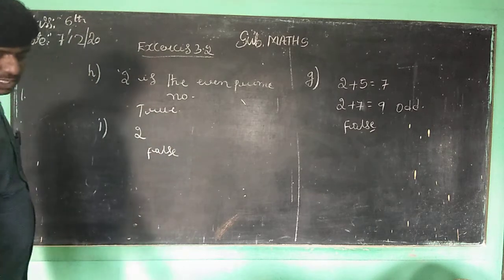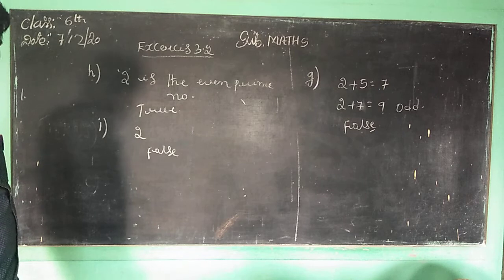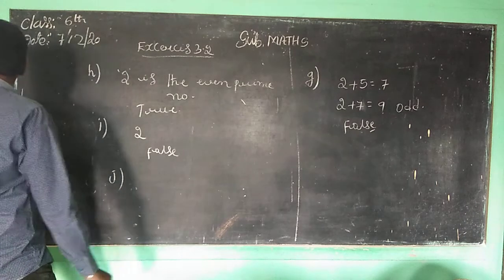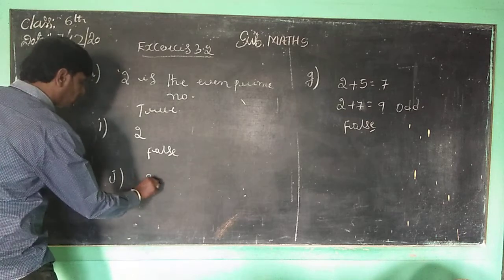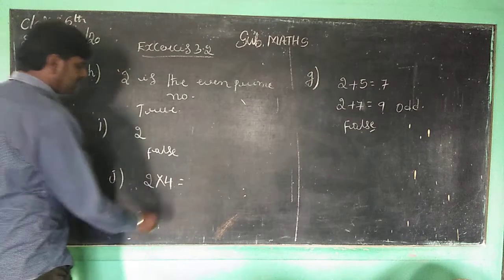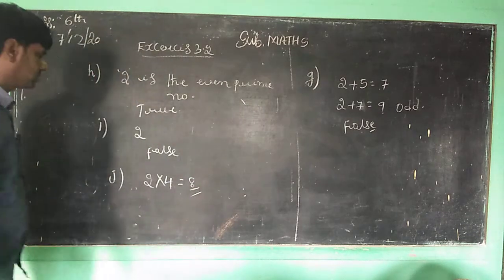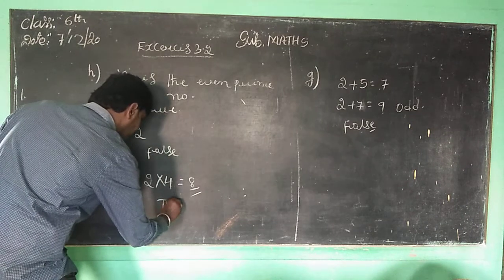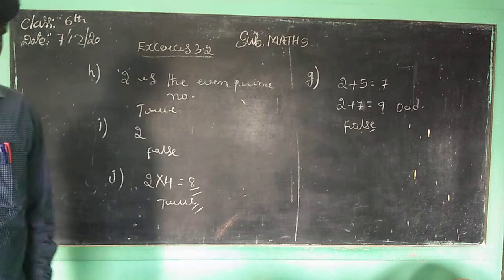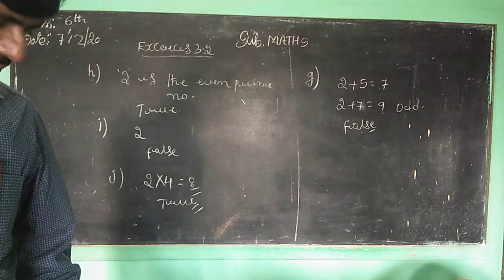And children, the last one we want to take. The product of any two even numbers is always even. Now take 2 and 4. Multiply these numbers, we get 8. 8 is an even number. Yes. This statement is true. Correct, children? You can understand, children? Next we want to go to the next question.